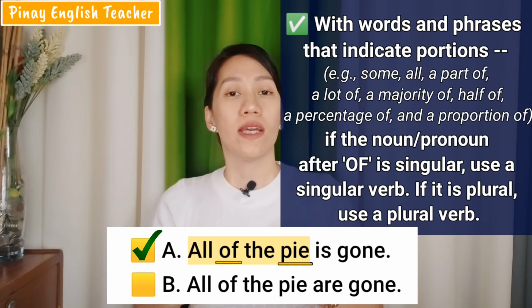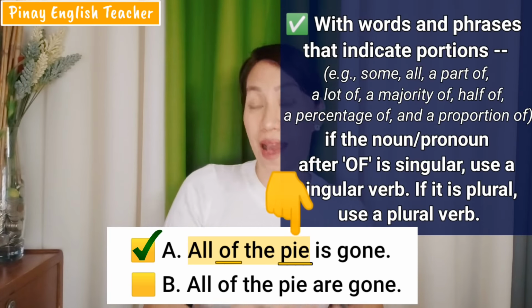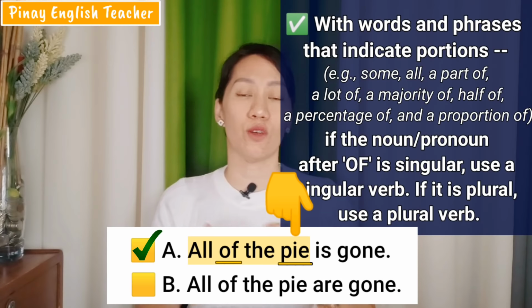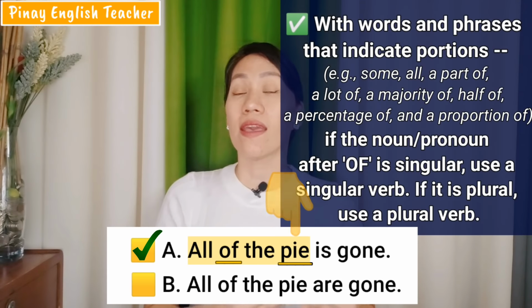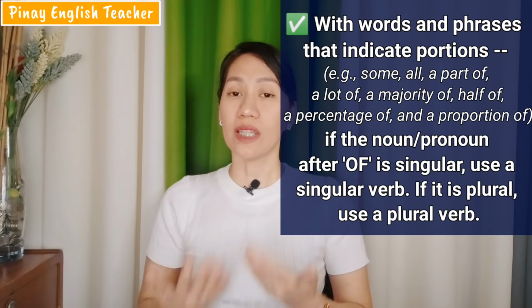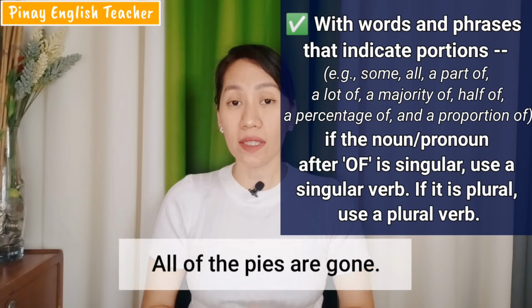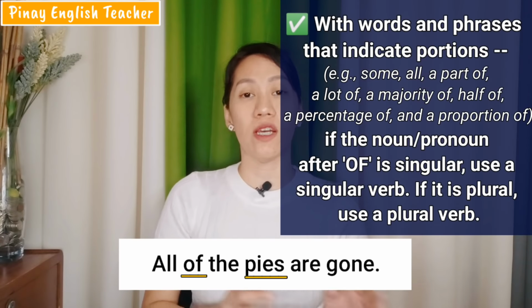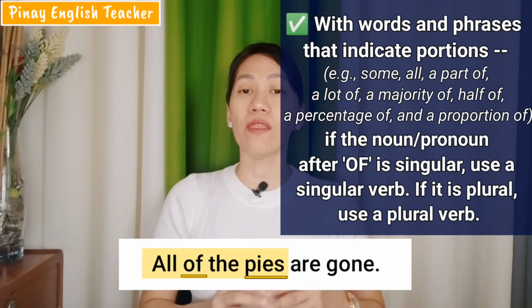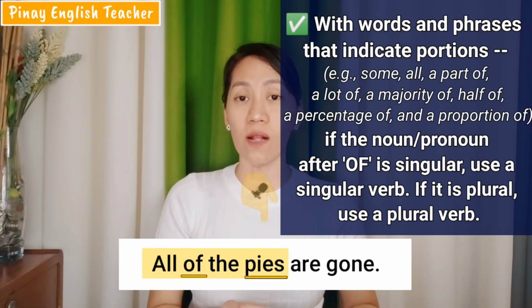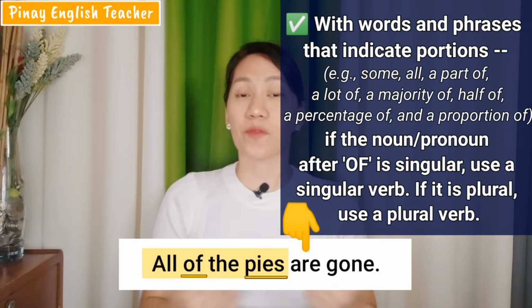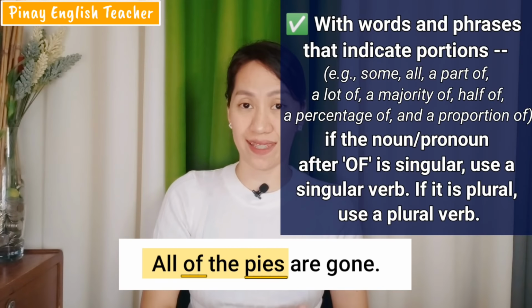So after "of," andyan yung noun na pie, which is singular. So we say, all of the pie is gone. Kapag sinabi naman natin, all of the pies are gone, then that's correct. So all of, and then the pies, which is plural, we use are. All of the pies are gone.